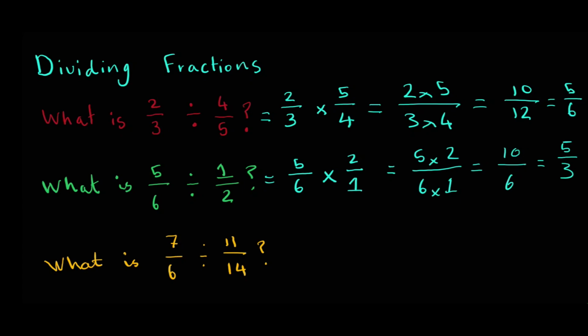And one last question, just so you can be 100% sure that you understand how to do it. So have a go at the last question, and then I'll show you what the answer is. So once again, we take the first fraction, 7/6, turn it into multiplication, and multiply it by the reciprocal of the second fraction, which is 14/11.